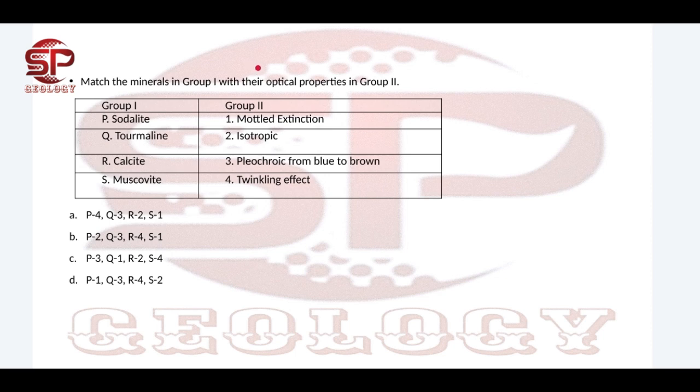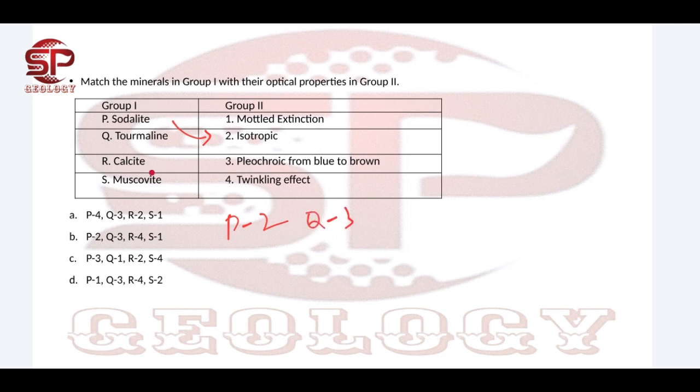Then the minerals group 1 with their optical properties. This is sodalite. Sodalite is a mineral that belongs to the isometric system, so it will be isotropic. Then tourmaline is very important, it shows pleochroism. Tourmaline shows pleochroism from blue to brown.